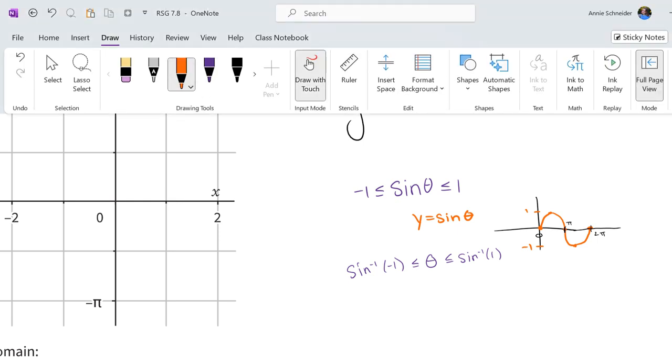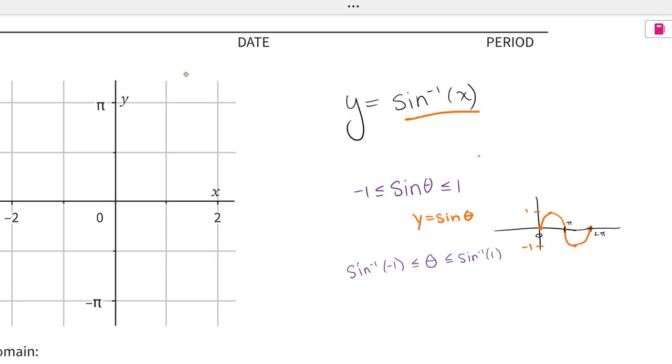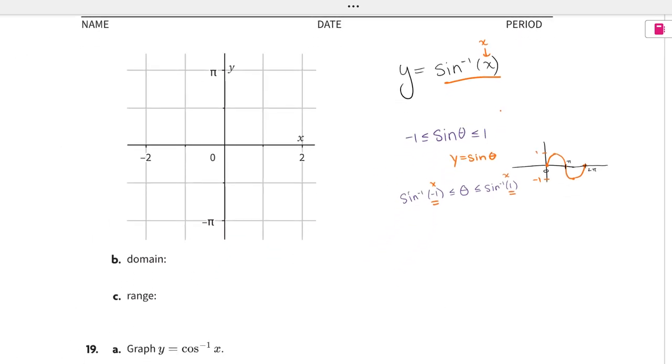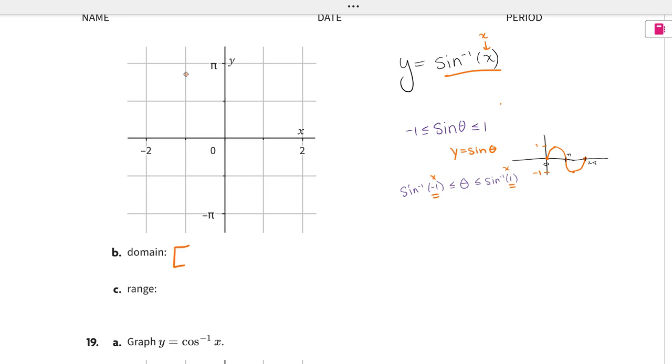Well, we have that as where our x value is, right? So our x values must be between -1 and 1. So that's our domain, -1 to 1. So we're going to have this on a pretty restricted domain.